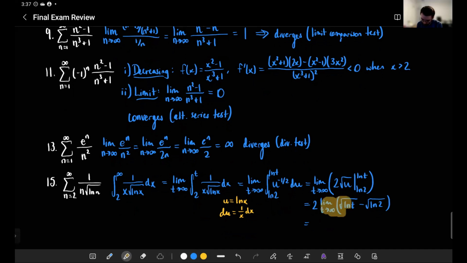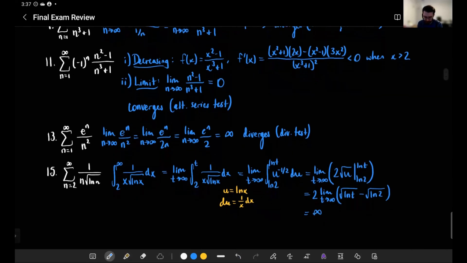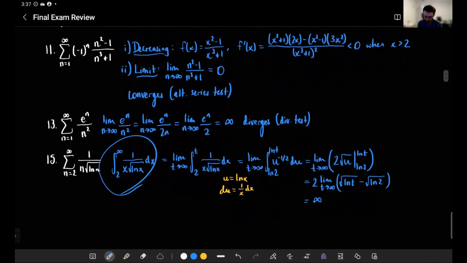We don't have to be super careful here. We just have to focus on this part. As t gets big, natural log gets big. And even though it's in a square root, the square root's also going to infinity. So this goes to infinity, which means the integral diverges. And now we just have to check, was this a valid comparison to make? It's not always true that a series and its integral companion behave the same way.